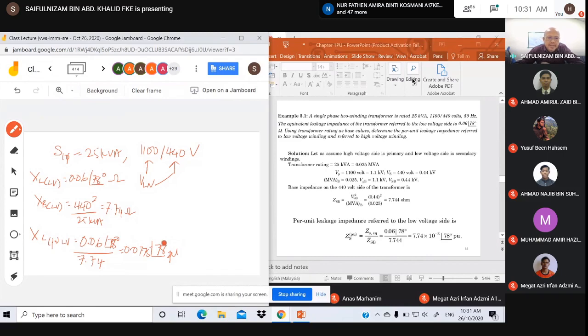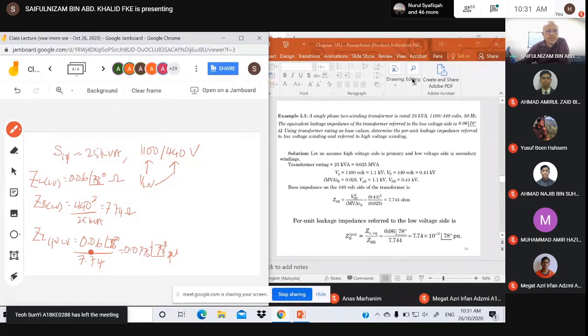Actually it is not X, it is Z. You change to Z, because X is only imaginary, right? You change to Z, the impedance, because it consists of the real and the imaginary parts. So Z. Okay? All of you got the same answer?